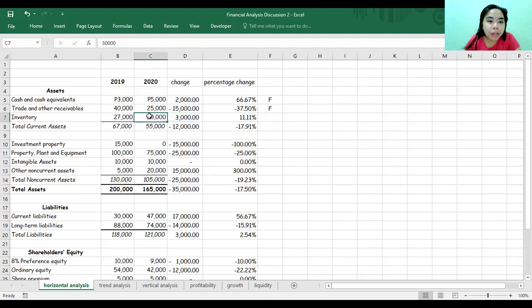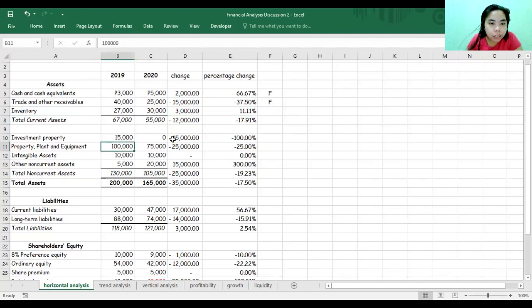But for example, if the change is 100,000 and your inventory is 27,000, that means there's something wrong, your purchases are too big, and you are not selling well. So it imposes something negative on the business. Okay, for the total current assets, it decreased by 17.91%, but then we have analyzed each account. So let's proceed with the non-current assets.